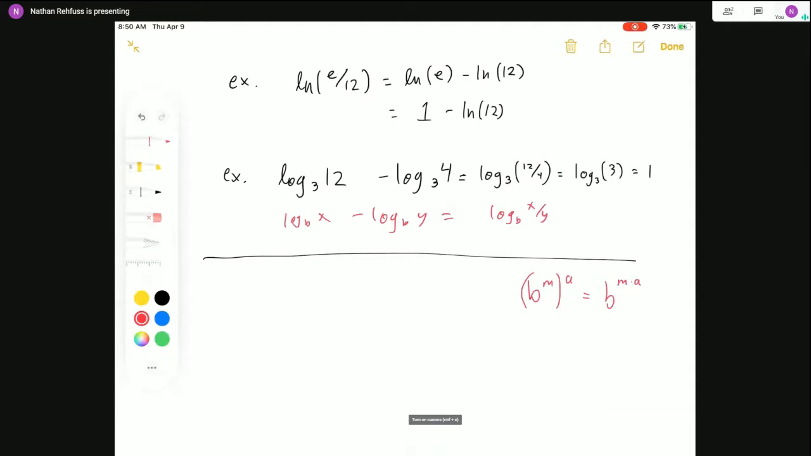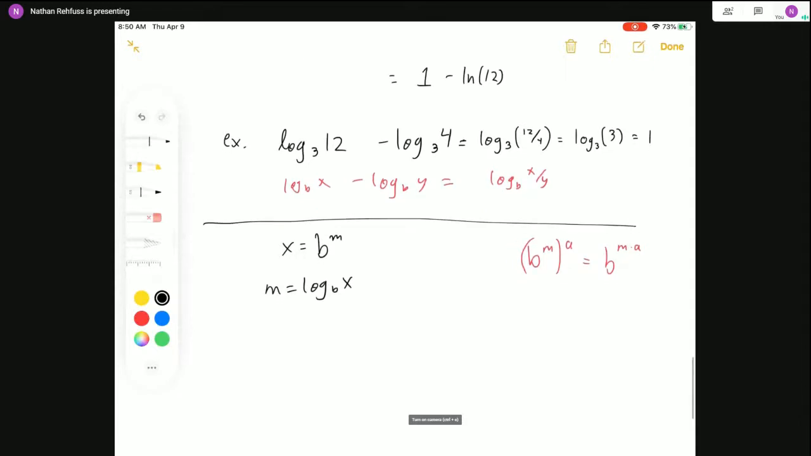So again, I'm going to start with the assumption. Let's say x is log base b of m. No, I don't want that. I'm sorry. I'm going to say x is equal to b to the m, rather, so that m is log base b of x. That's going to get me what I want. And now I'm going to start with an exponent inside. So let's say that I start with the log base b of x to the power of a.